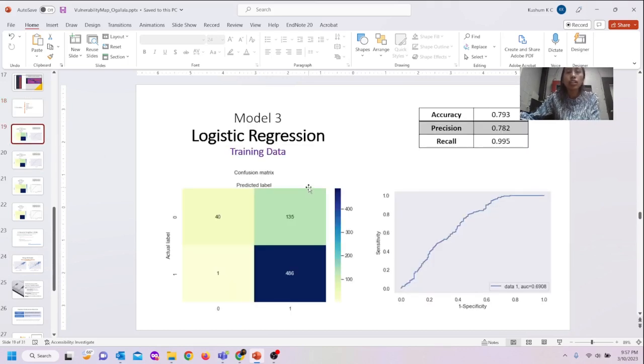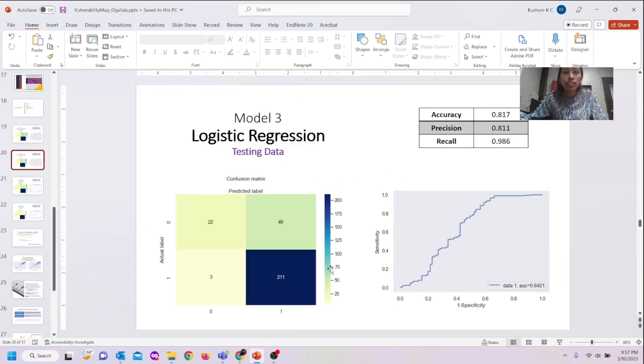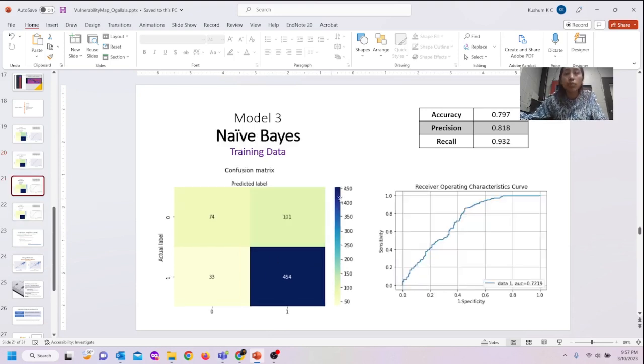In this model also, we can see that the model's capacity to predict 1 is higher than for 0. So it is giving a similar kind of outcome. Here recall is 0.995, while the accuracy and precision are lower. The area under the curve is 0.69. It is slightly better than a random classifier. For testing data also, we can see that the model's capacity to predict high concentration is better. And similarly for naive Bayes also, we can see that the model's capacity to predict high concentration is better.